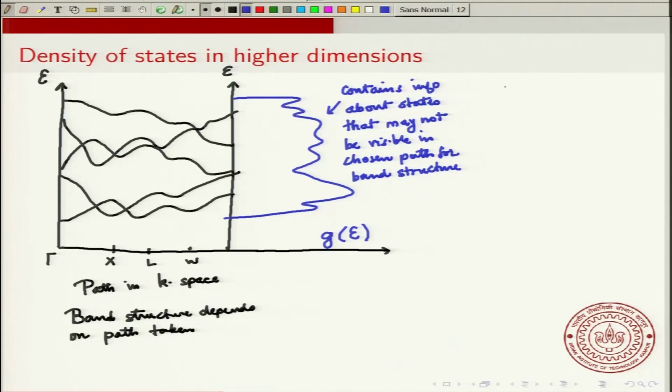Okay, so we had the idea that the number of states between energy E and E plus dE is equal to g of E dE. Now, how do we go about calculating this g of E in the case of higher dimensions?